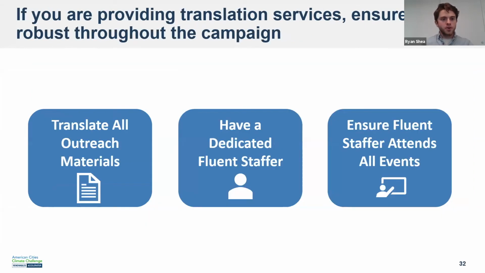My last slide here before getting into our rapid response report outs from the panelists is on translation services. If you're going to provide translation services, it's important to make sure it's robust throughout the whole campaign. So not just translating a couple outreach materials, but having all of them in another language, as well as having a dedicated staffer who, if there's a phone call or an email, can respond appropriately in that language, and having that fluent staffer attend all events so that if any questions come up, that fluent speaker can address them. I think we'll get into a little bit more of that in our panelist Q&A.